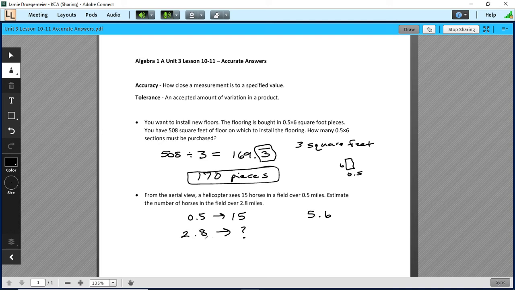What I'm doing there is I'm saying that 2.8 is 5.6 times larger than that 0.5. To figure out how many horses there would be for our estimate, I take that 15 times 5.6, because I'm looking for a number of horses that's also 5.6 times larger. And when I do that, 5.6 times 15 is 84. So assuming again that they're spread evenly along that field, we would estimate that we would see 84 horses over 2.8 miles of that field. It's a way that we can use that idea of proportions and make an estimate based off of the information we have.